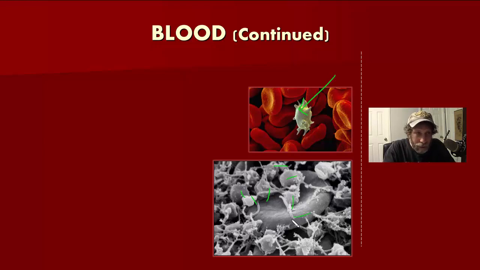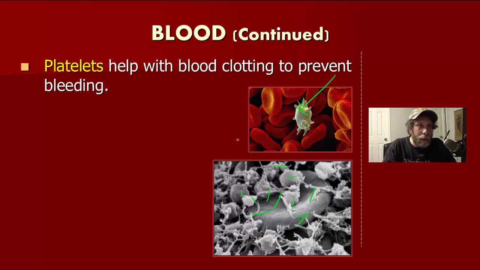These platelets are sticky. And when there's a problem, and let's say you get cut or something like that, they come along and they start releasing a chemical that's like a glue, like a slime. And all of these fibers are sticky fibers and cause them all to congeal together to create a clot. So platelets are involved with blood clotting. Platelets help with blood clotting to prevent bleeding. So if you get cut, the reason you stop bleeding and get a scab is because of platelets.